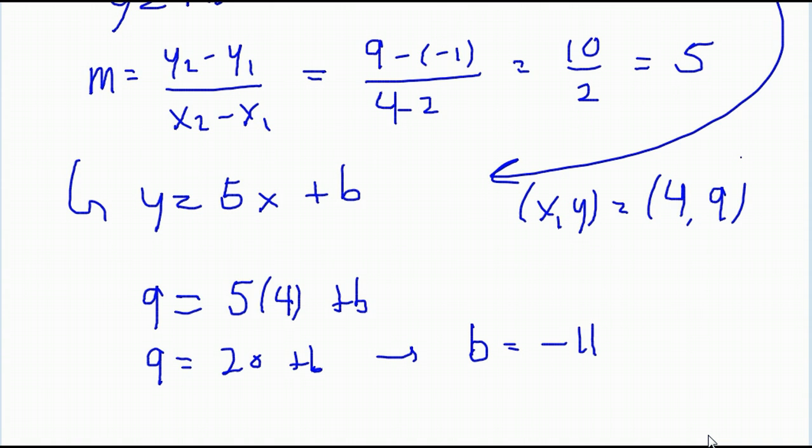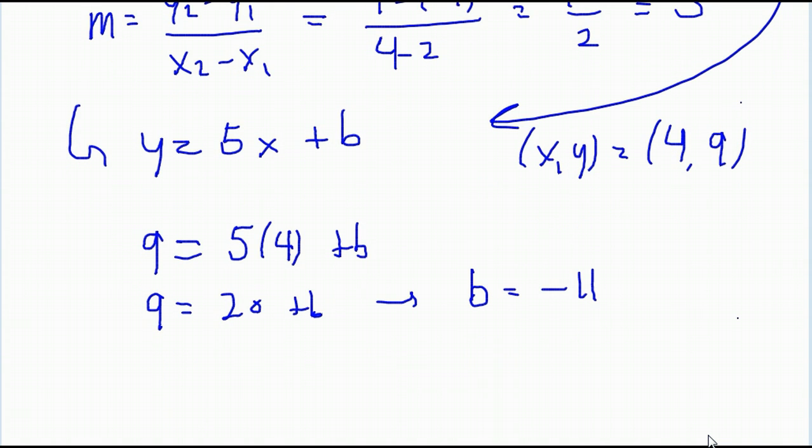You found b, but now you want to write down your equation for somebody else to go and look at. So if they want to graph it, you get y equals 5x minus 11.